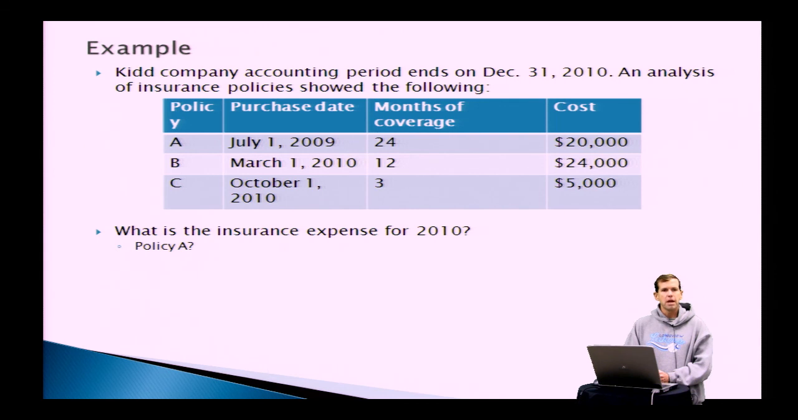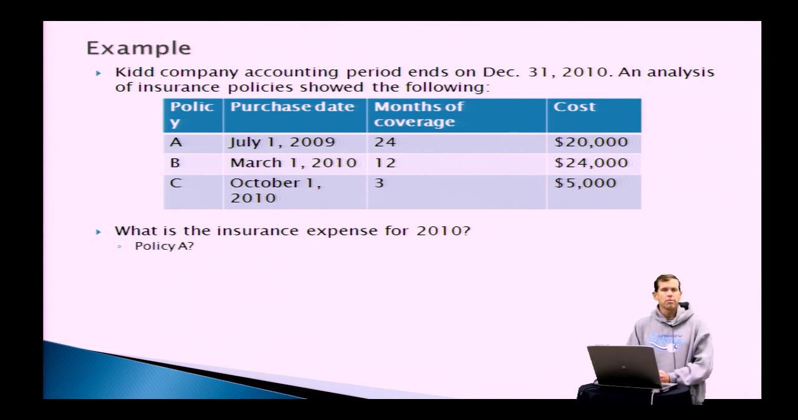Let's set up an example here. And as usual, we have Kid Company. It says Kid Company accounting period ends on December 31st, 2010. Anytime you do a prepaid expense or any adjusting entry problem, you always need to know when is year end, because that is when we make the adjusting journal entry. So in this case, it's December 31st. An analysis of insurance policies showed the following. We've got three different policies here.